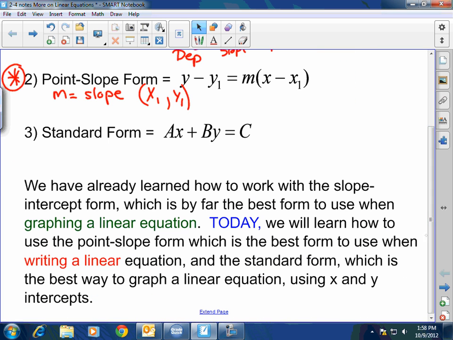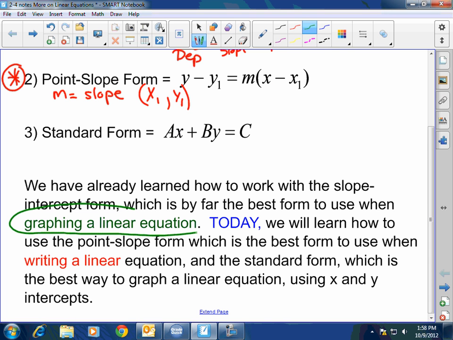Now it says that we have already learned how to work with slope-intercept form, which is by far the best form to use when graphing a linear equation. If you're going to graph, that's the best way to do it. Today, we will learn how to use the point slope form, which is the best form to use when writing a linear equation. Okay? And from the point slope form, we easily go to the slope-intercept form. So we use the easiest way to write the equation, then we transfer that to the easiest way to graph that equation. Very good.